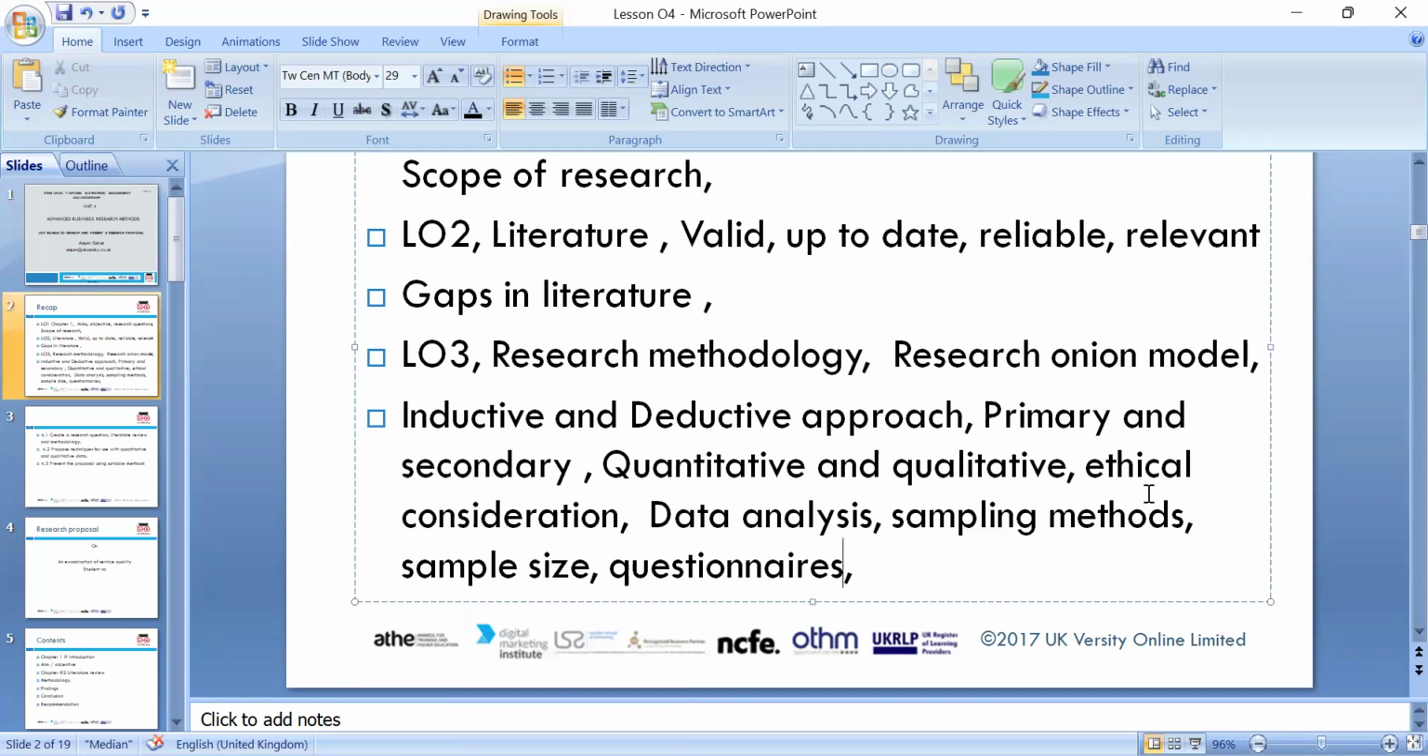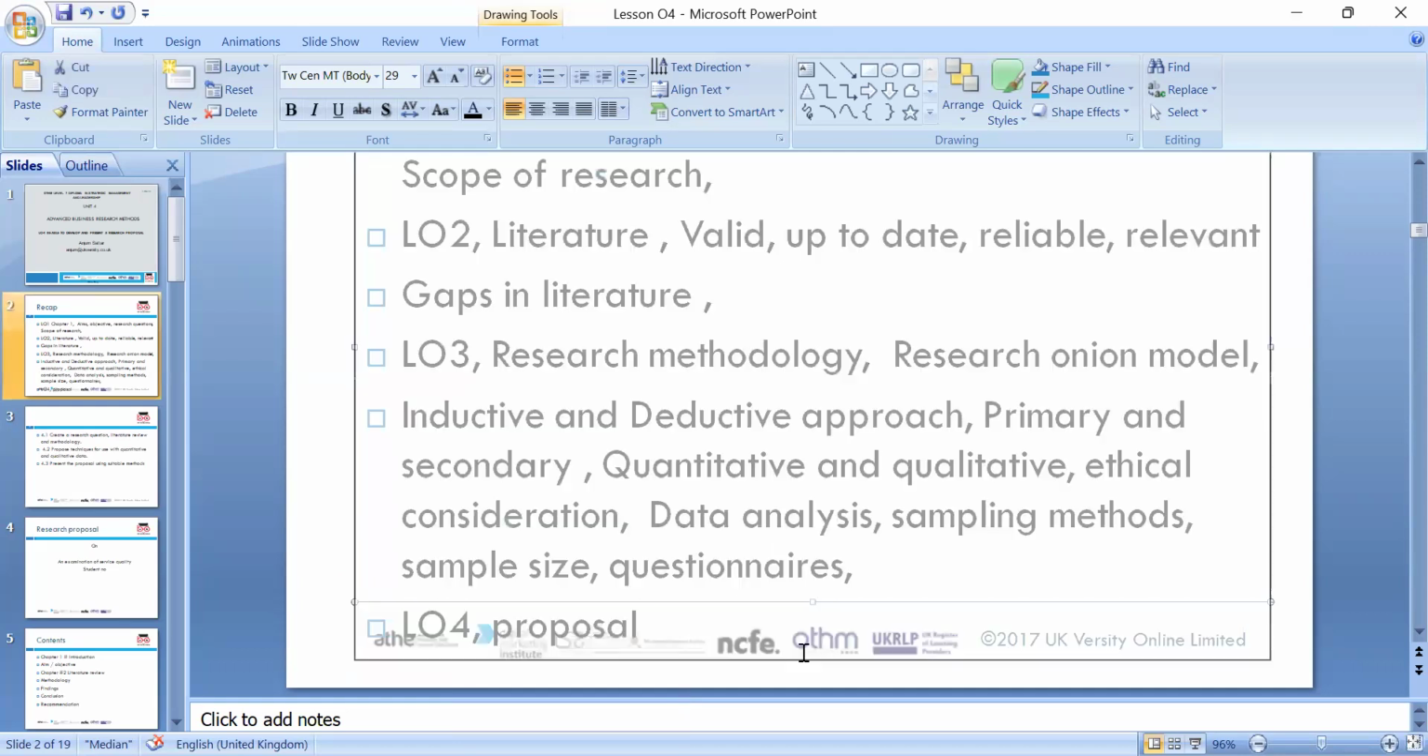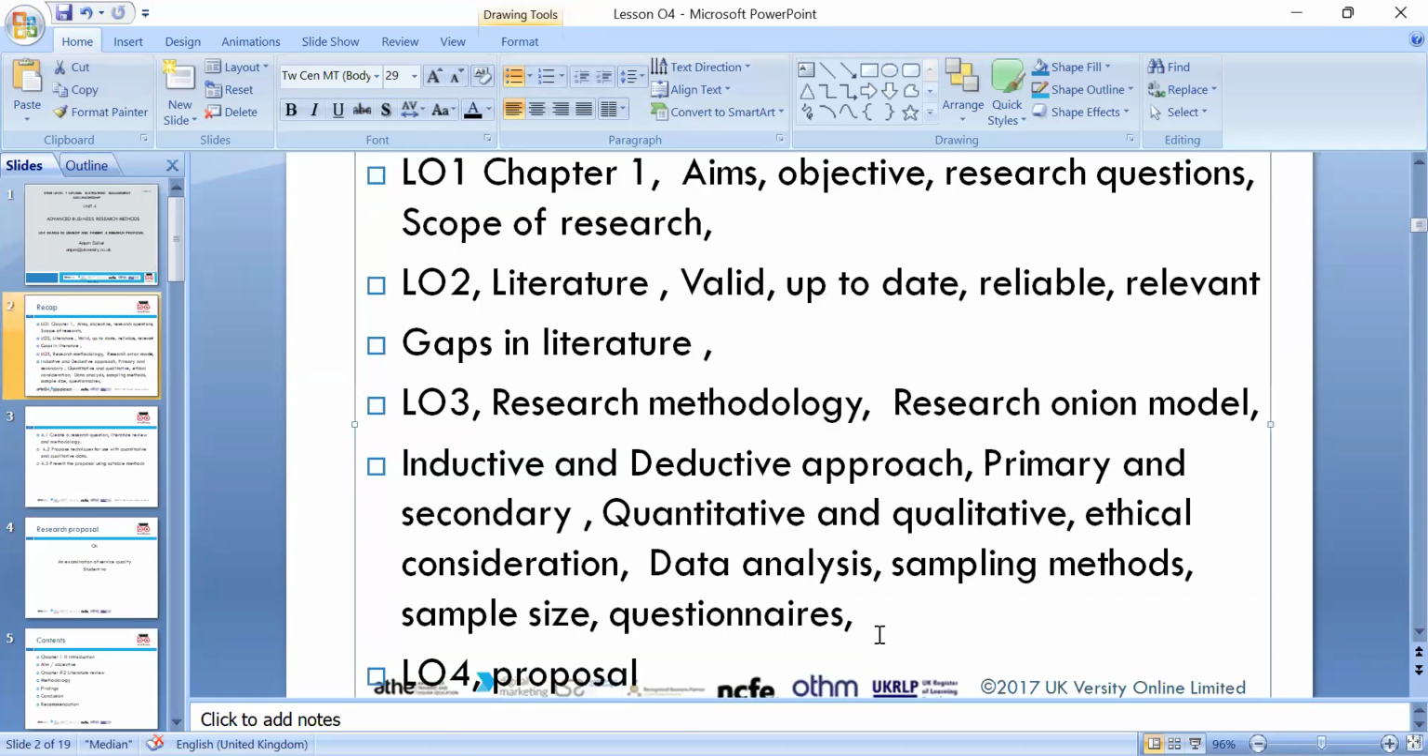So in your research proposal, that's your chapter 1, chapter 2, chapter 3, you choose the topic and then the objective. Today is LO4, which is about actually preparing the proposal, the whole proposal. Okay, we'll start.